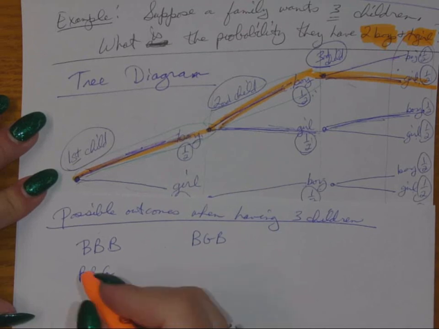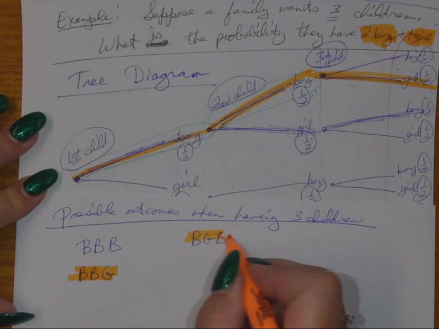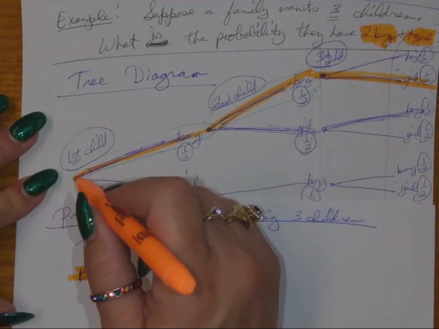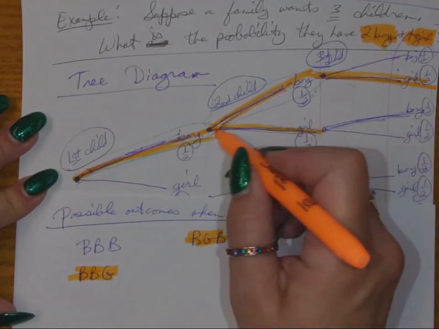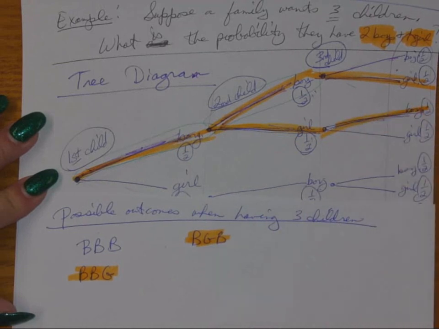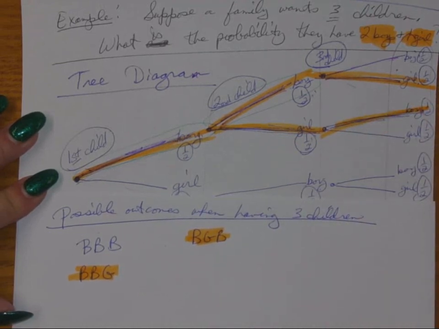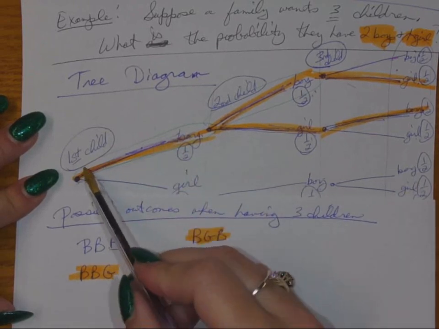Let me highlight these guys. This one was 2 boys and 1 girl. And this one's 2 boys and 1 girl. Now in this case, boy, girl, boy. The girl happens to be the middle child, not the oldest, not the youngest, but we don't care because order doesn't matter. Okay? What's the next route, the next pathway?